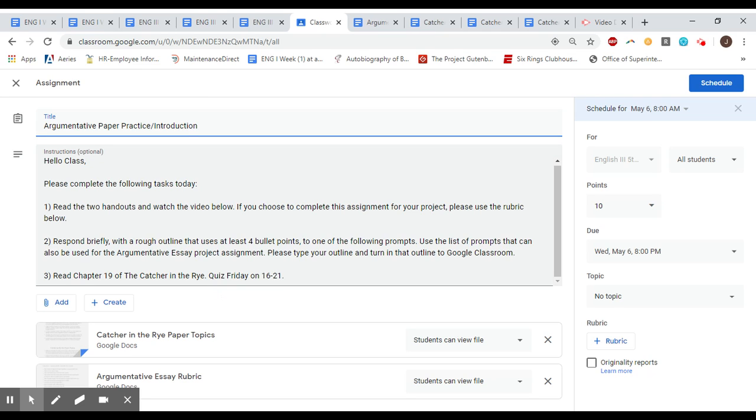After that, please read chapter 19 of Catcher in the Rye. The quiz Friday is on 16 through 21. Tomorrow you'll read the last 2 chapters there, 20 and 21, along with potentially working on some of the project. If you have any questions, please let me know at office hours.